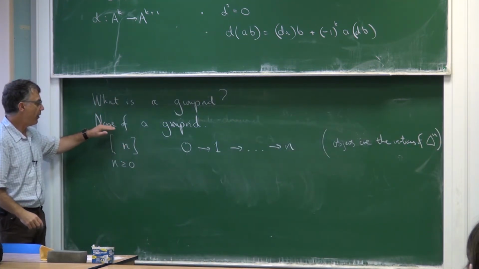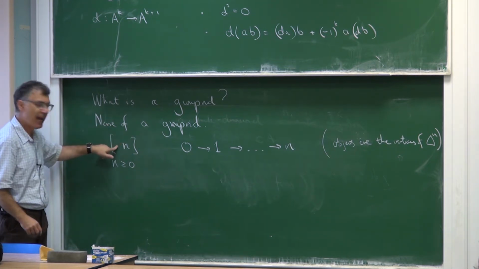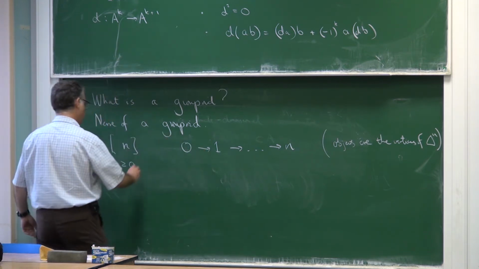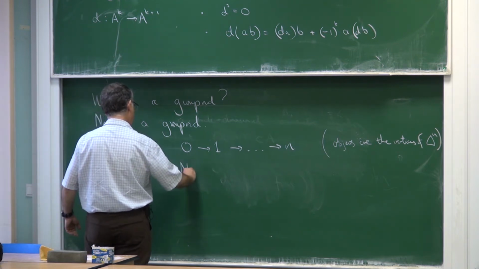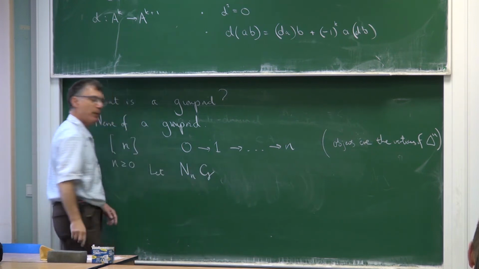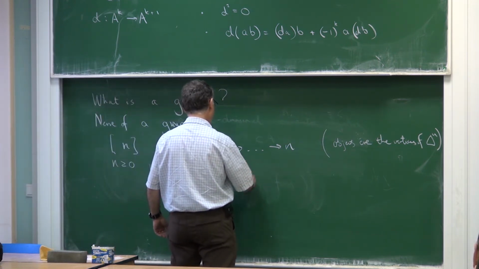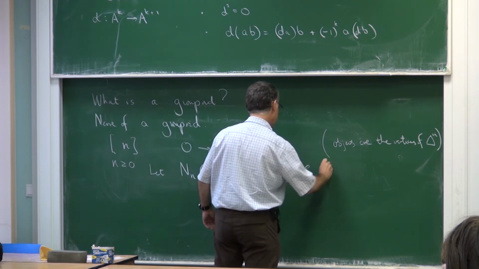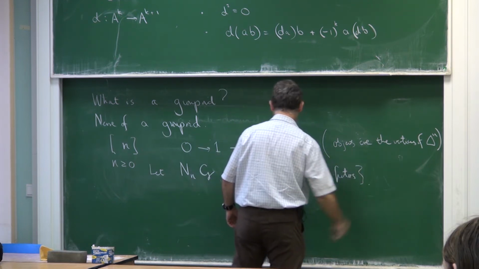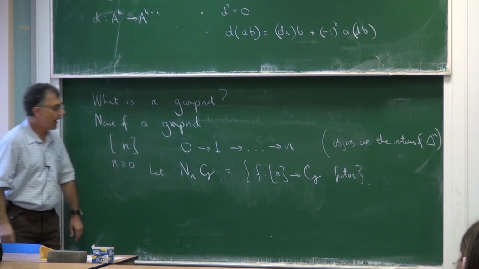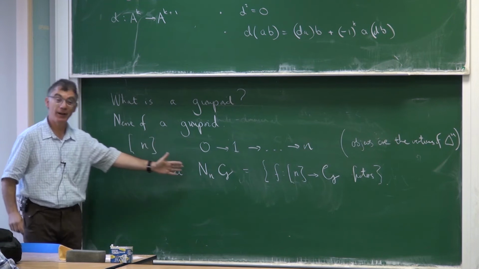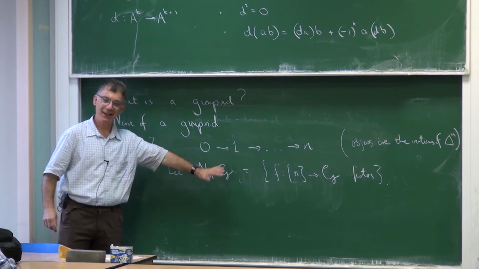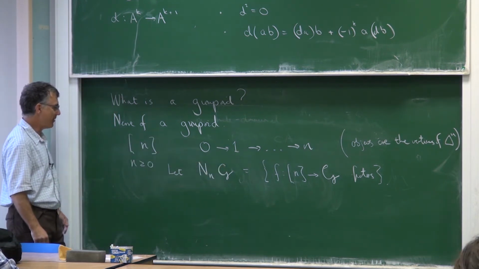And so the nerve of the groupoid is, for each n, the set of all functors from this category to the groupoid. So let N_n of G, where G will be my groupoid, equal the set of all functors. And I want to show you how to reconstruct the groupoid from this nerve. So in fact, there's too much information here, but that's okay.